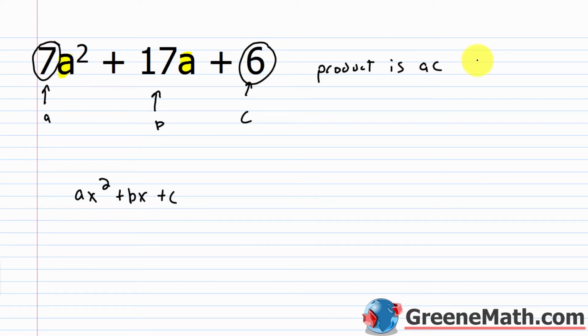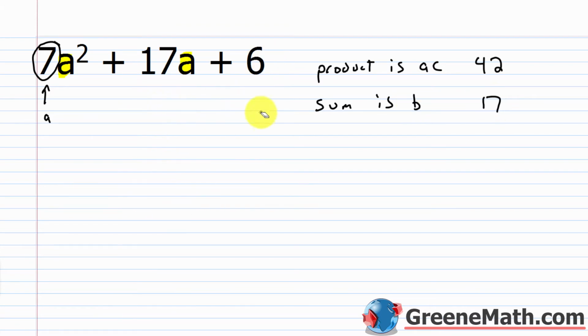So 7 times 6 is 42. And then sum is B, which is 17. So whatever that number is, including the sign for your middle term. In this case, that's 17. All right, so moving on. What two numbers would multiply together to give me 42 and sum to 17? Well, we think about the factors of 42. We've got 1 and 42.